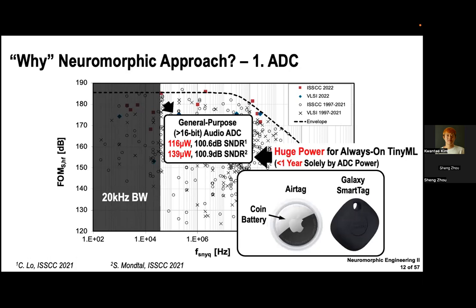For example, Apple's AirTag or Galaxy SmartTag from Samsung Electronics, when operating on a coin battery, cannot ensure more than 1 year of lifetime because of the ADC power alone.